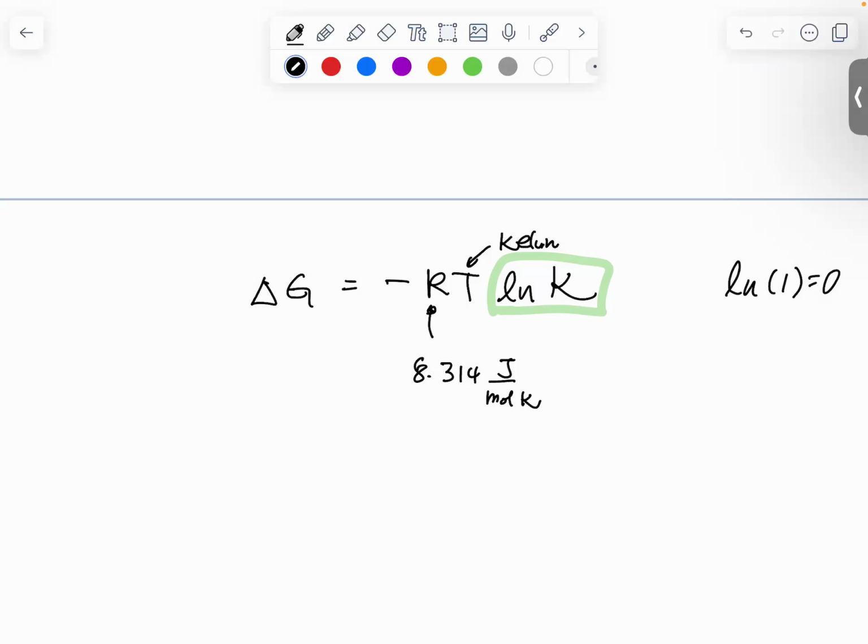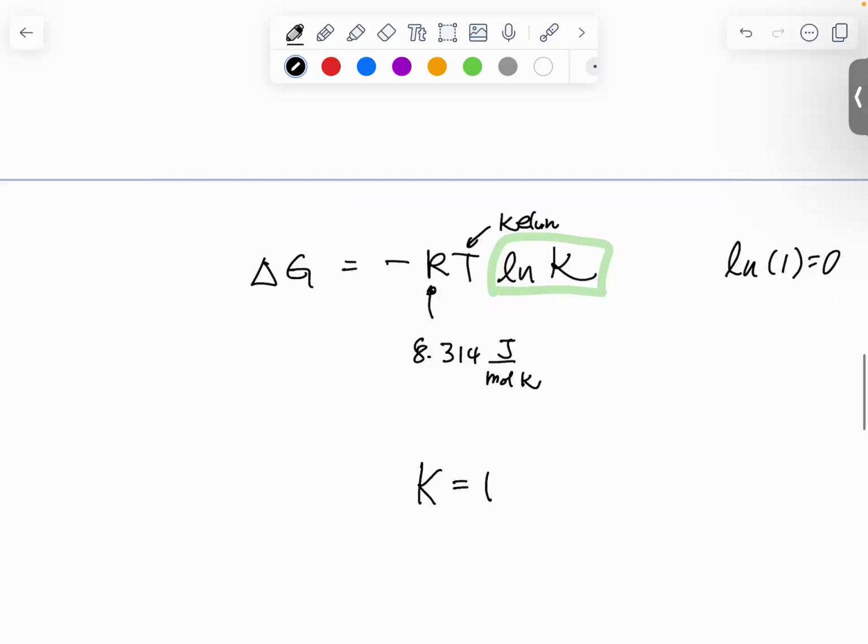Now, I want to take a moment to elaborate on this. If I remember correctly, the AP exam does not demand you to do this calculation. However, they need you to understand this from a conceptual view. So what does it mean? Well, it means this. If K is equal to 1, then it is at equilibrium. Perfectly at equilibrium. There's no spontaneous or non-spontaneous reaction. Then, that's where things get a little bit interesting.